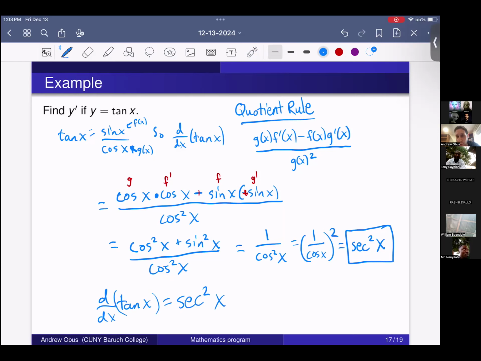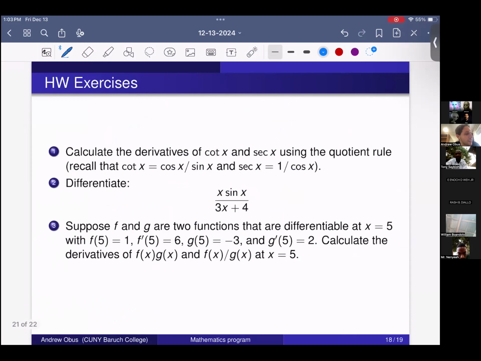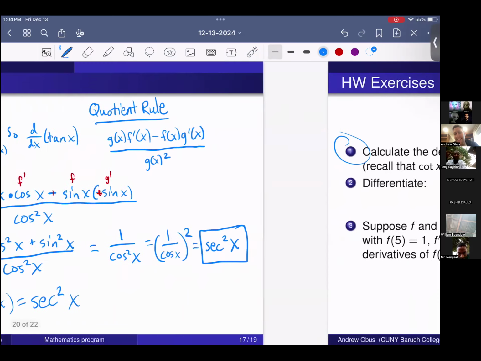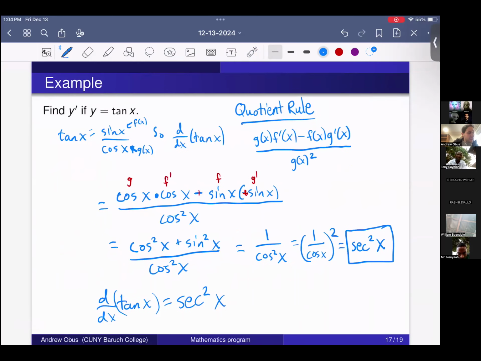Any question or comment? Will we do it up to cotangent x or cosecant x? Yes, this is homework number 1. They are very simple.